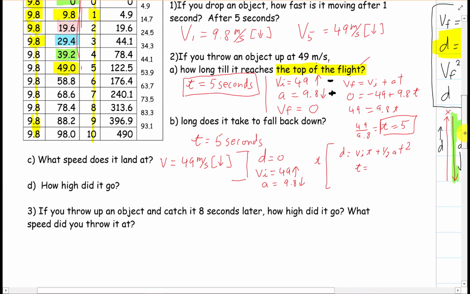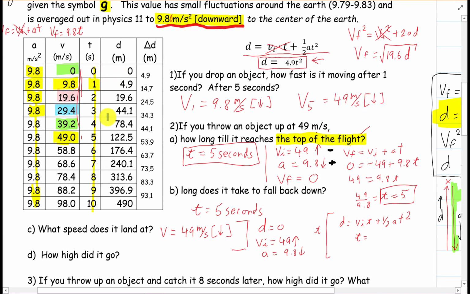Oh, by the way, if you had this chart in front of you, you could have figured it out right there. Something that falls for 5 seconds travels 122.5. Okay? Now, I love analyzing this data. You might not understand why, but I just love it.